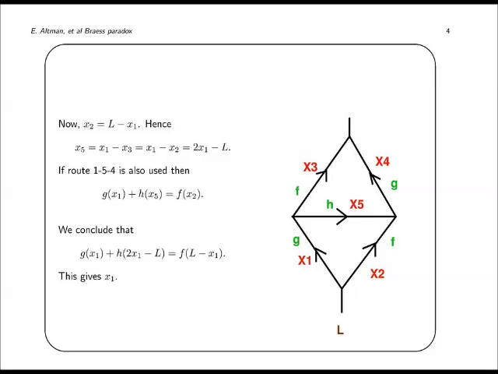Now, if route 154 is also used, then it turns out that g(x1) plus h(x5) has to equal f(x2), so that the total costs along each one of the paths are equal. So we now substitute, instead of x5, the expression from the first equation in this slide and obtain a relation that involves only x1. So this equation allows us to solve for x1.